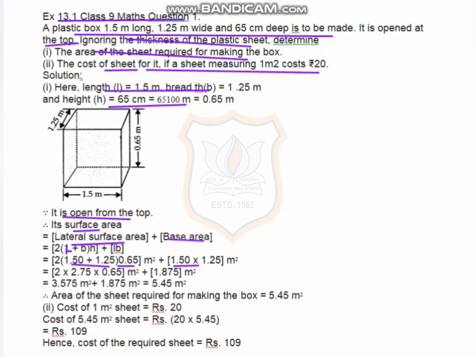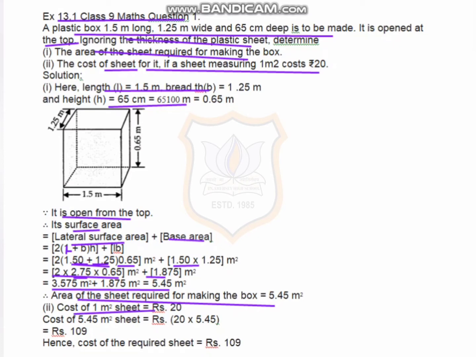By solving this, 1.5 plus 1.25 equals 2.75. 2.75 is multiplied with 2 and 0.65, and we have to add 1.875 later. This came from the multiplication of 1.5 and 1.25. By adding all this, we get 5.45 meters square of sheet required. So the area of sheet required for making the box is 5.45 meters square.